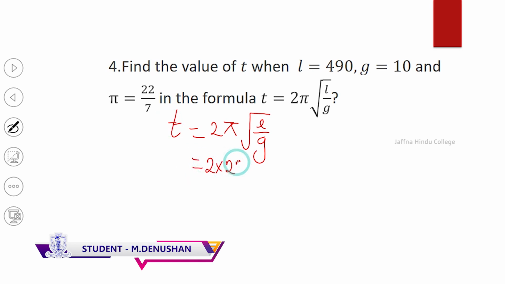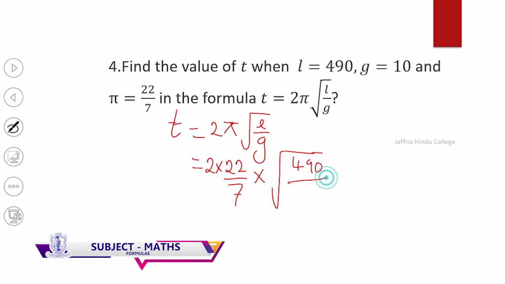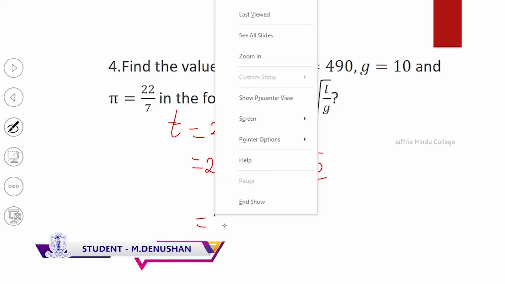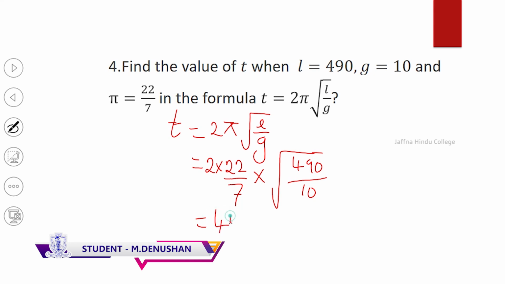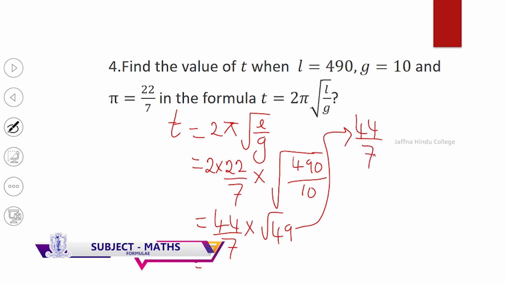Two into 22 by 7 into root of L is equal to 490 over g is equal to 10. We have to simplify the answer. We have to solve 44 by 7 is equal to root 49. Root 49 is equal to 7. By simplifying, we obtain the answer t is equal to 44.